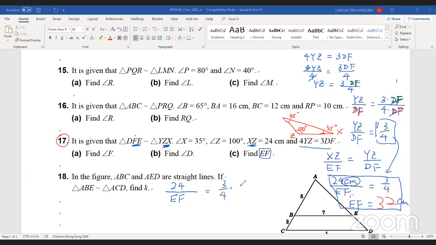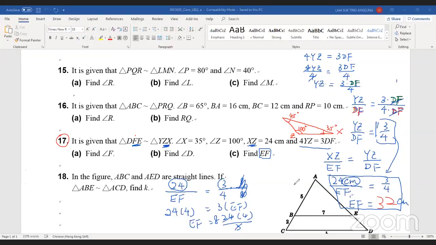Some people may do it in this way, but it is not a good way to do so, because sometimes this number may not be the multiple of 3. Therefore, in this case, you may think about, say, 24 times 4 equals 3 times EF. And therefore, EF is 24 times 4 divided by 3. Usually, I do it in this way. Then I can do the cancellation here. Therefore, 8 times 4 is 32. Okay.